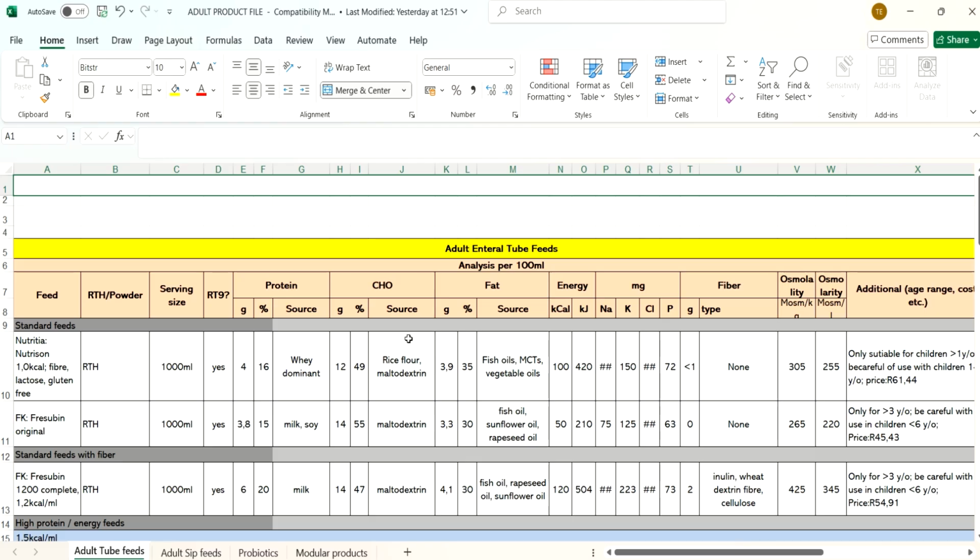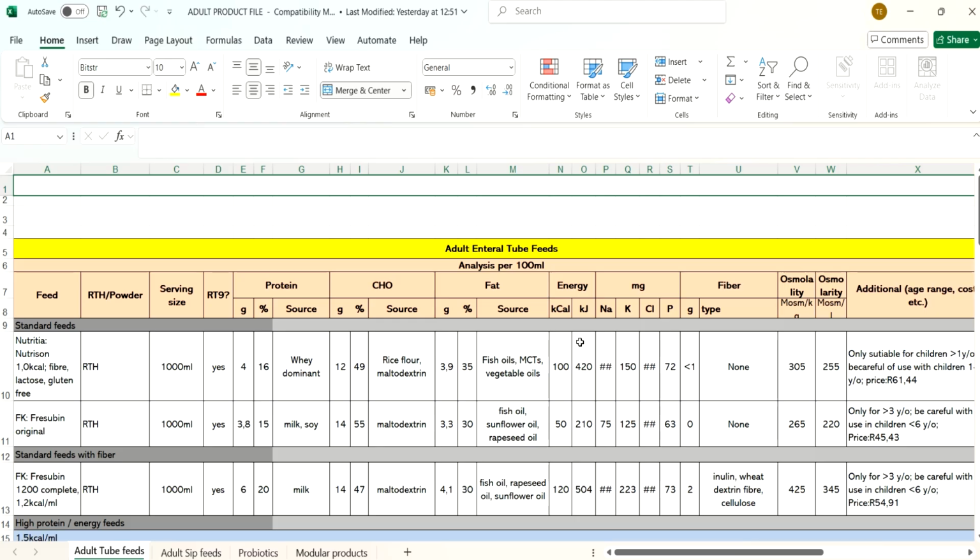The same goes for carbs. In this case, it was rice flour and maltodextrin. Same goes for fat. There's fish oils, MCTs. Fish oils is always an important or good point to have on your product file, so you know which feeds have omega-3s in them, which don't, etc. And then your energy is in kcal as well as kilojoules. So remember, with our standard feeds, it's 1 kcal per ml. So therefore, it's going to be 100 kcal per 100 ml analysis.